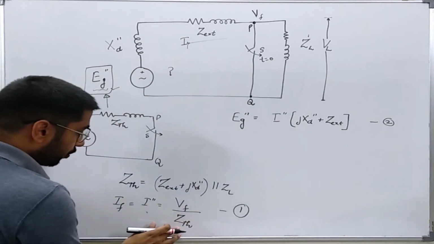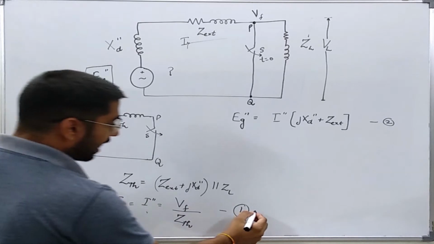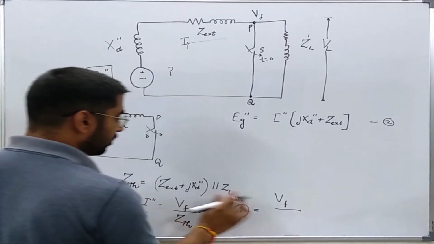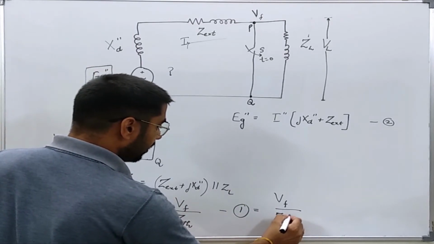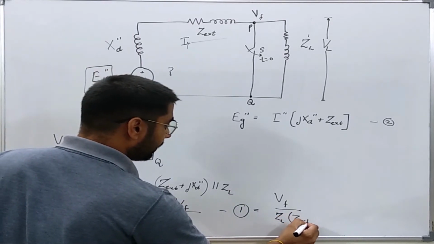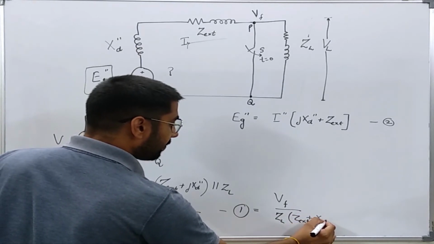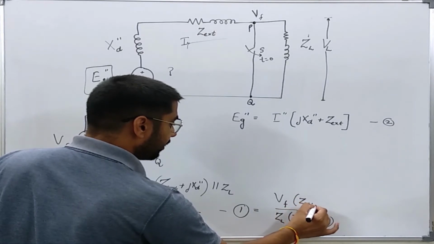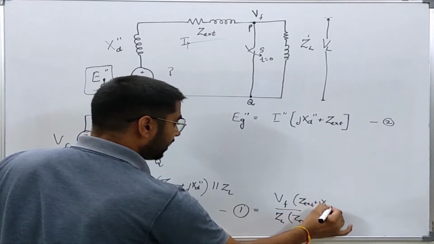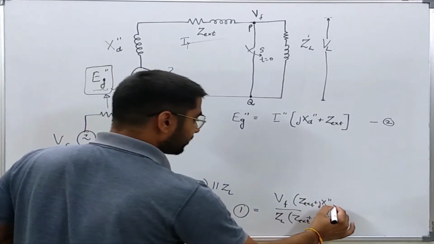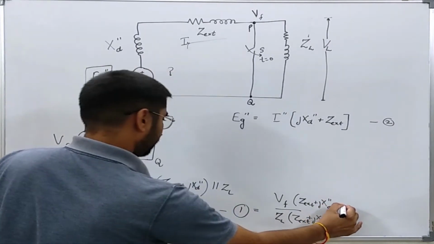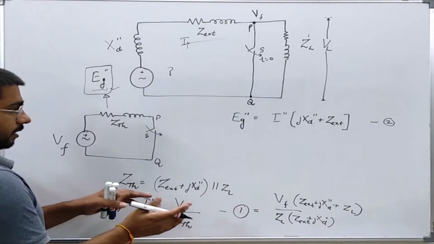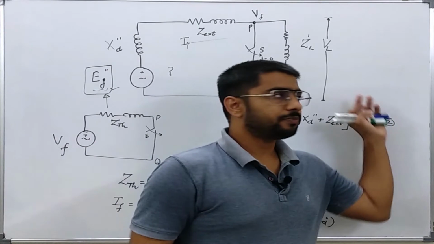Now I am going to put the value of Z Thevenin here. What I will get is Vf over the parallel combination, which is ZL into (Z external plus jXd double prime) over (Z external plus jXd double prime plus ZL). So these are the two equations which I have got from the network.